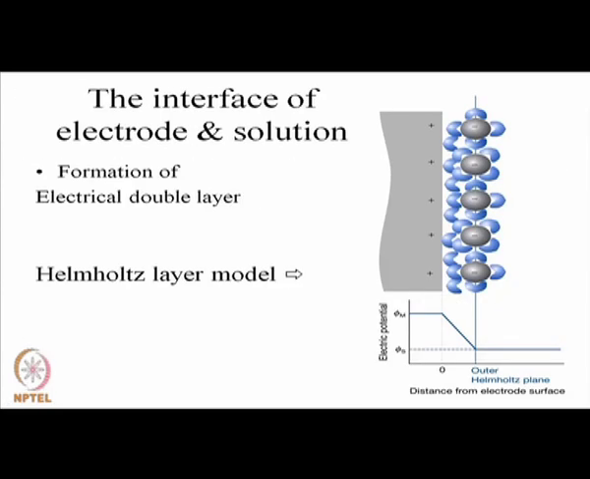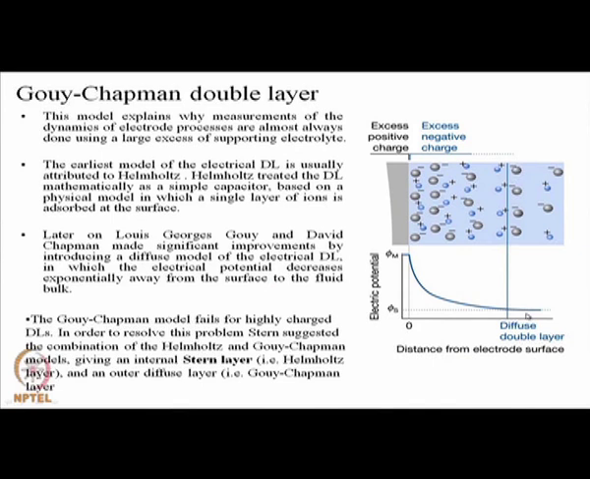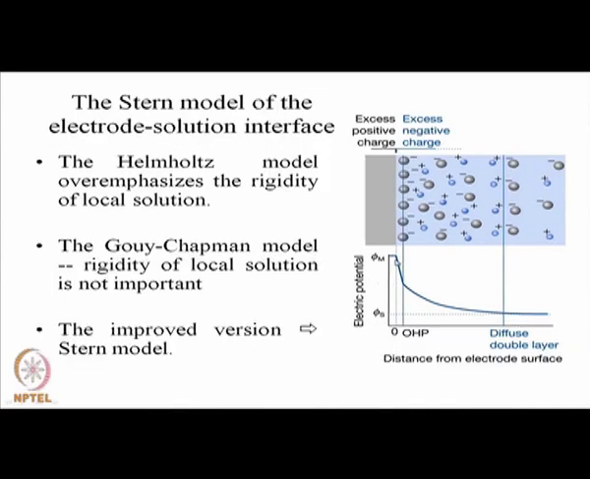So, again if you go back, this is your Helmholtz layer, this is Gouy-Chapman, then it is a combination of these two. But the thing is that the Helmholtz model overemphasizes the rigidity of local structure. Local structure means here they are thought to be very rigid, they are not at all mobile, there is not much rearrangement happening. But the Gouy-Chapman model, since it is a diffuse kind of thing, the rigidity of local solution is not that important.